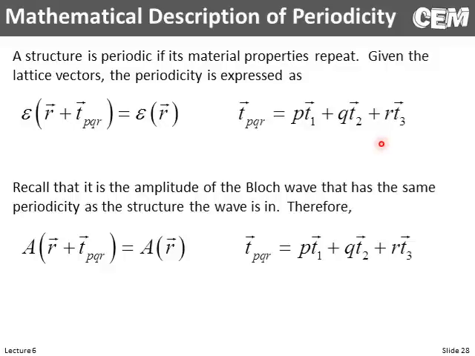Now, if it was that amplitude term that actually had the same period and symmetry as the structure it's in, then our A term has to follow this same rule. And in fact, it does. It must. So it's not that phase term, that plane wave looking phase term. It's this term, the amplitude term, that has the same symmetry and periodicity as the structure that it's in.